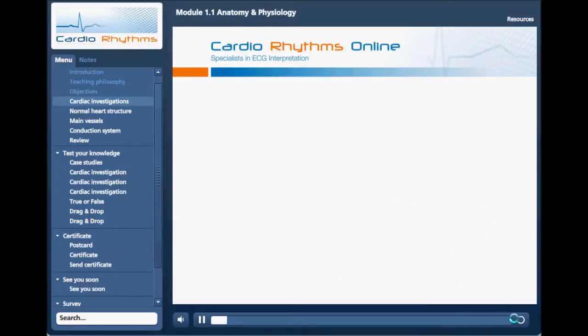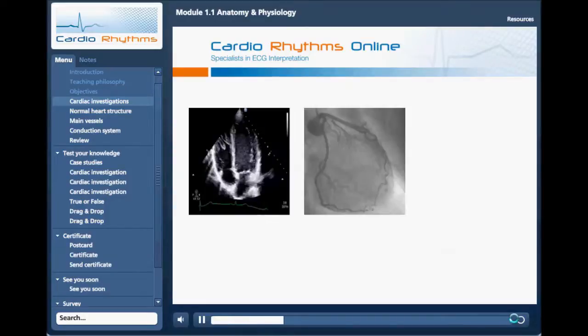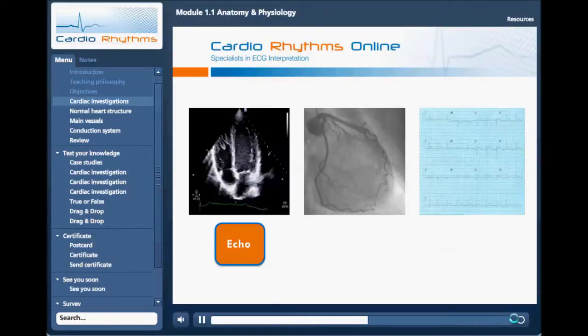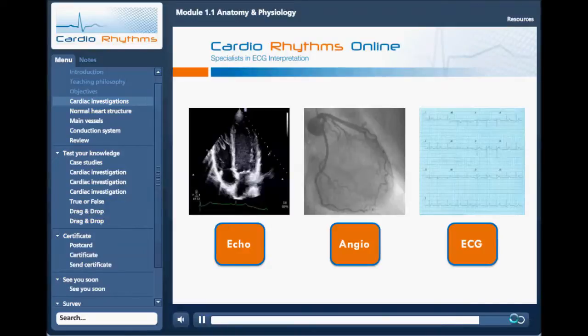I always think of the heart as having three main regions of interest. These can be represented by three main types of cardiology investigations: an echocardiogram, or echo for short, a coronary angiogram, and an electrocardiogram, or ECG for short. Click on each of these investigations to find out more.